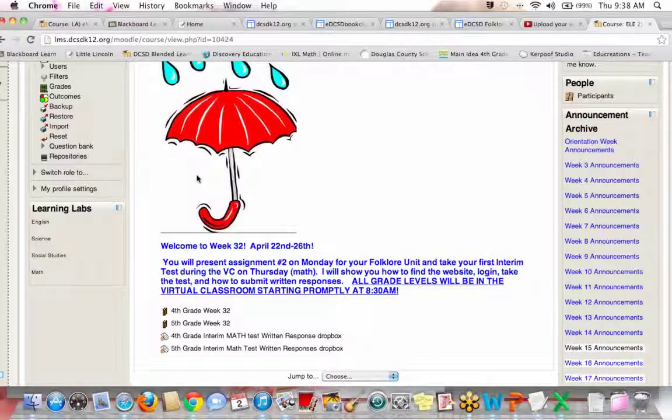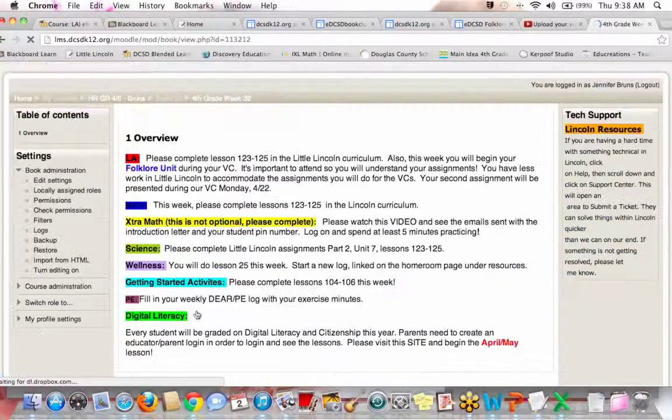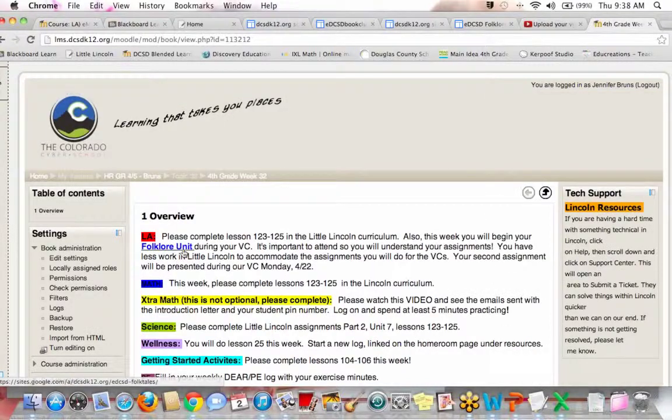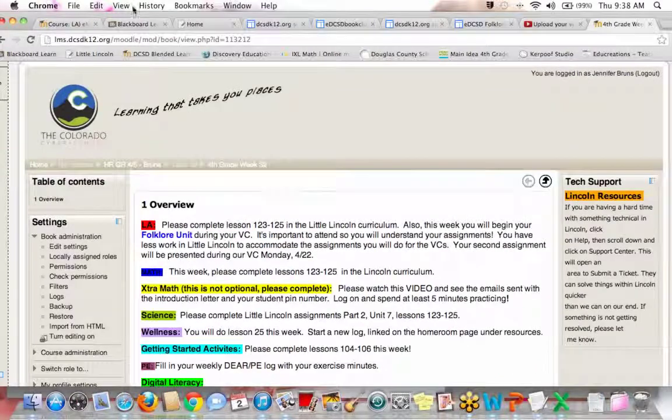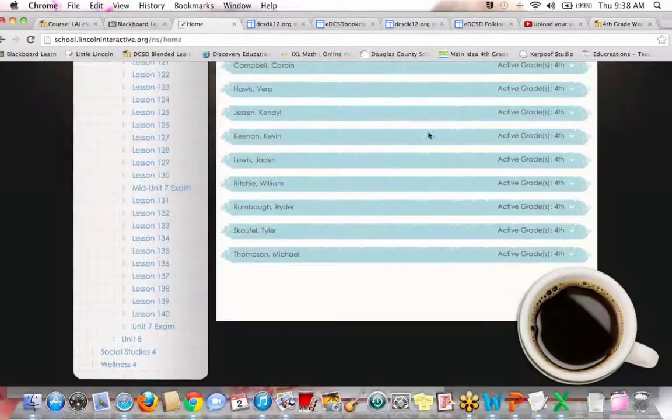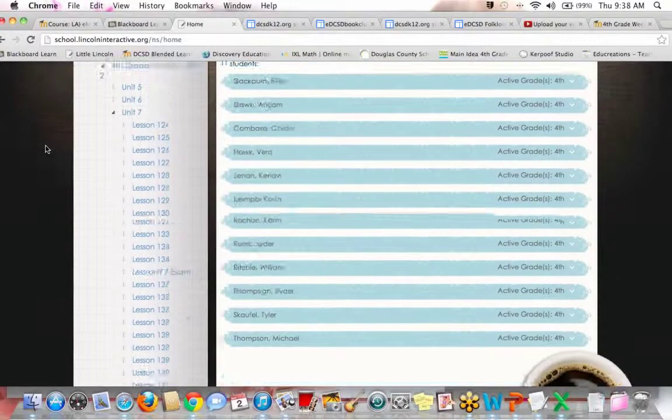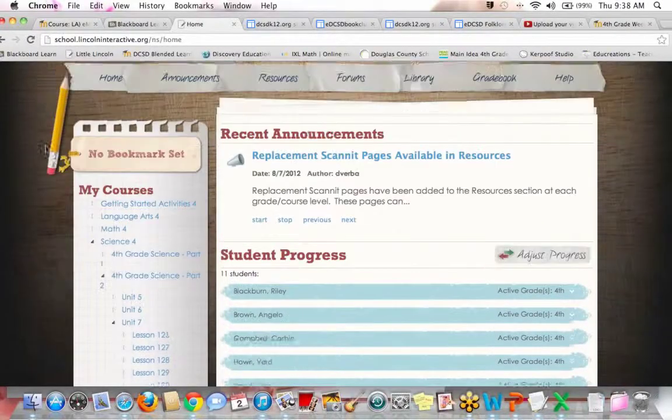You will see 4th and a 5th grade book, for instance, and you'll click on it where it will list out all of the work that you are responsible for in one week. And so in 4th grade, I mentioned that we use primarily the Little Lincoln curriculum. So this is kind of what the Little Lincoln curriculum looks like when you log into it.